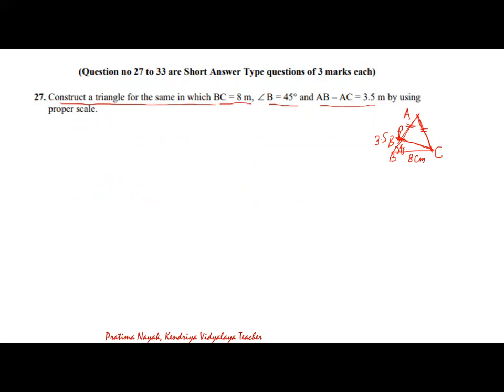Next, AP is equal to AC. That means the perpendicular bisector of PC will lie on this 45 degree line. So what are the steps? Very quickly I am writing the steps, because you can watch the video if you like, and this is not that difficult. First, steps of the construction. I am writing only the steps. 1. Draw BC is equal to 8 centimeter.